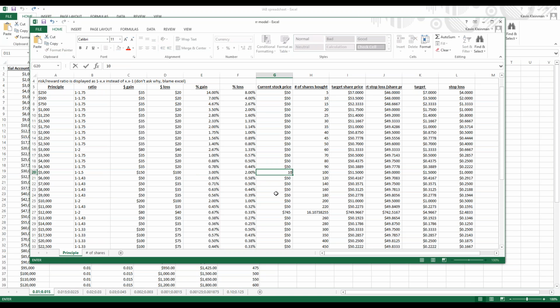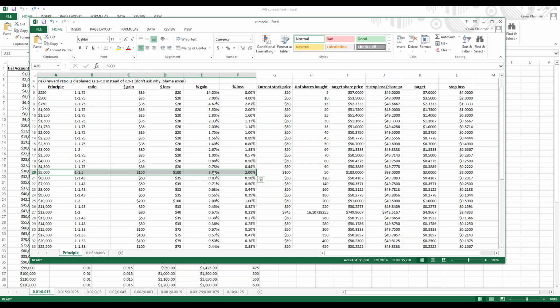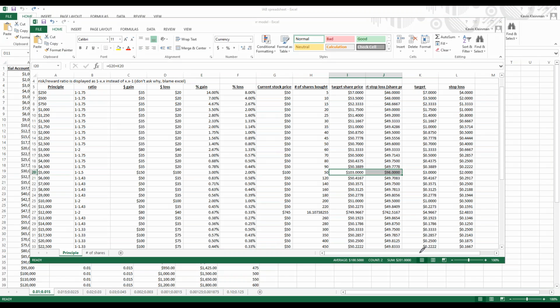So I put the current stock price of 100 bucks, and boom, it tells me what I need the stock to do. I need a 3% move higher to make my $150, and I'm going to have a 2% stop loss in order to keep my losses at 100 bucks, and I can afford 50 shares based on my principal, and now my target share price is 103, my stop loss is 98.